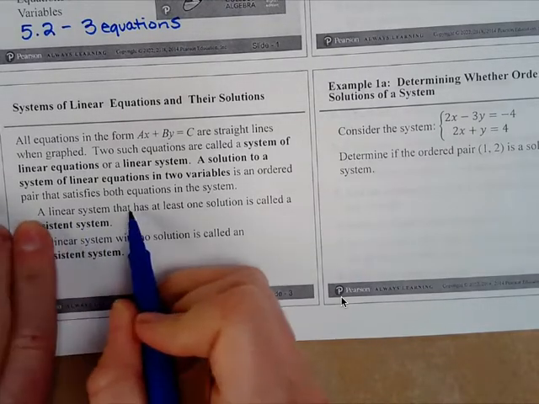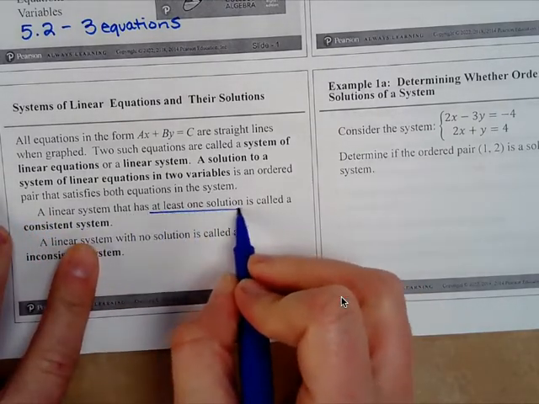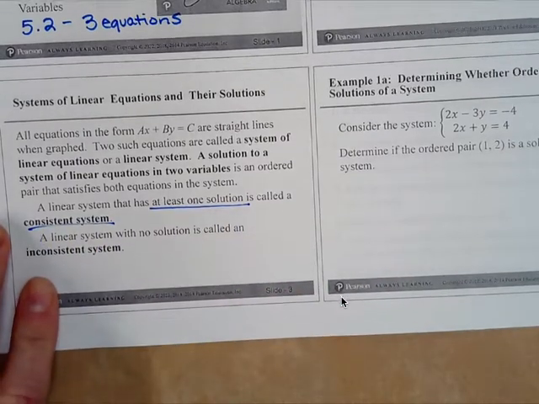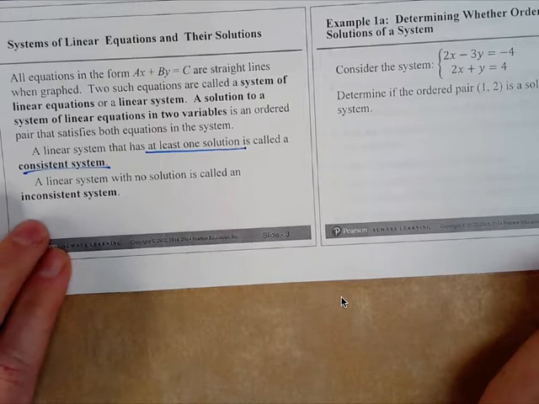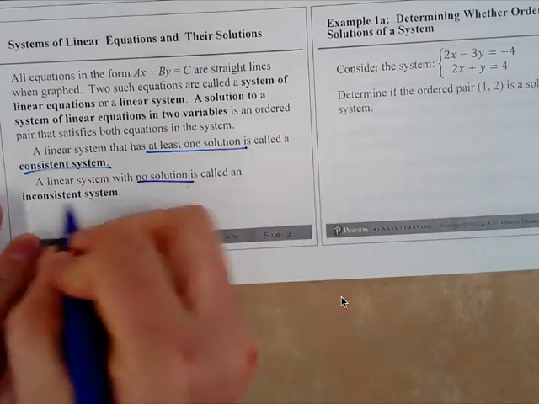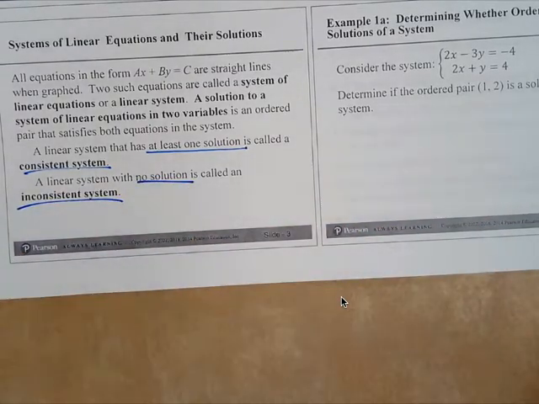So a linear system that has at least one solution is called consistent. And a linear system with no solution is called inconsistent. And a solution to a system is an ordered pair x and y that solve the system equations.